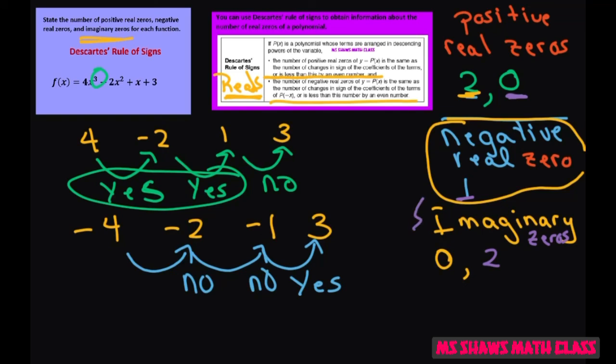And remember, imaginary zeros only come in 2s. All right? You can't just have 1 imaginary. For example, if 3i is a solution, then negative 3i is also a solution. So they only come in pairs.